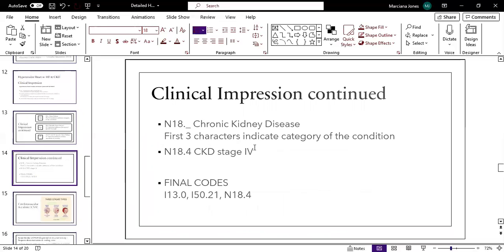N18, the first 3 characters, indicates the category of the condition. And this patient has stage 4, so it's going to be N18.4, CKD stage 4. So if this was the actual chart, the codes will be I13.0, I50.21, N18.4.